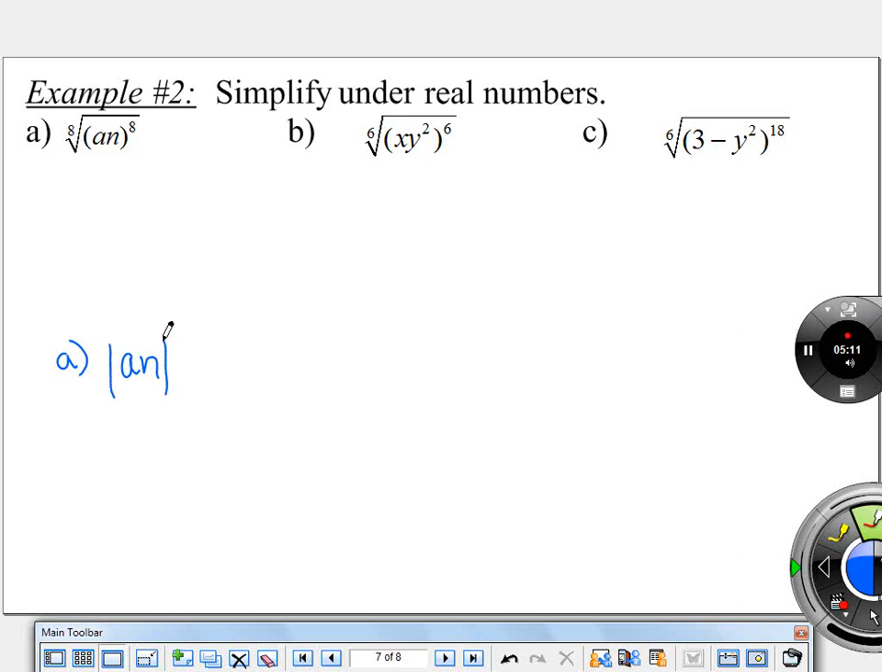I need that to be positive, and there's no exponents already there guaranteeing that will happen. We already looked at one like B in the previous example where x would need absolute value bars. And in C, we're going to have 3 minus y squared, cubed. Okay. This quantity could be negative because this 3 is subtracting the y squared, so we're just going to go ahead and make sure that it's positive.